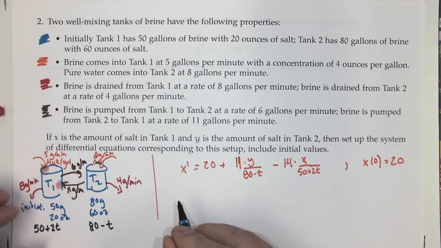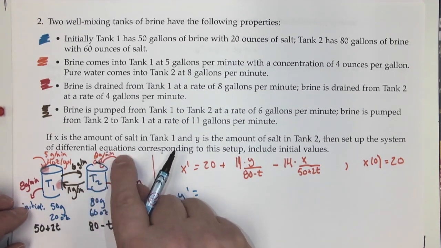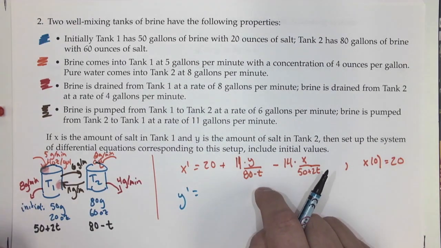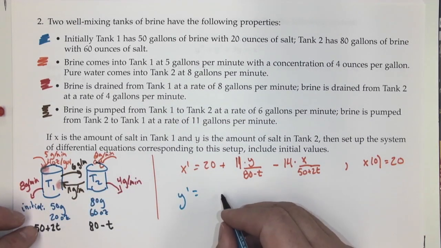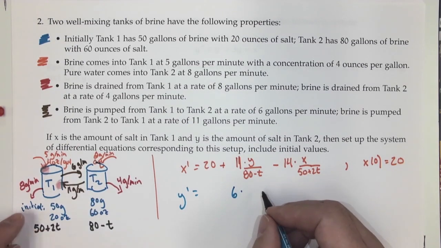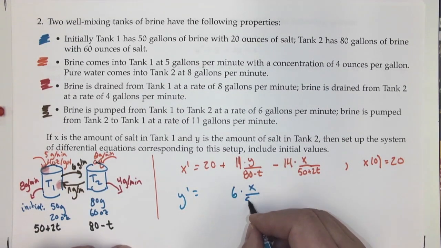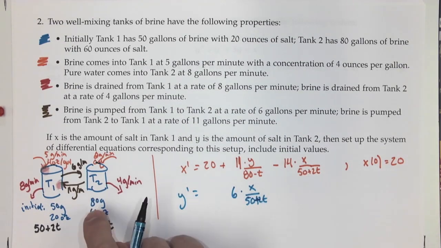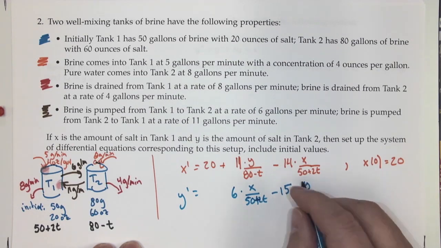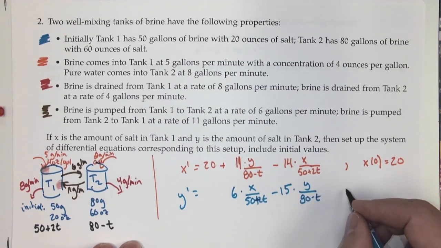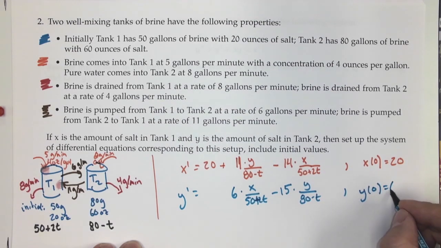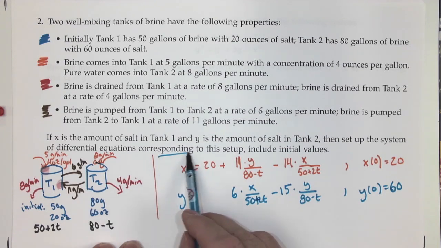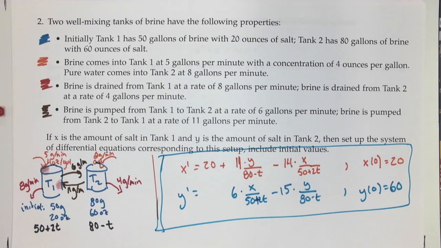And then we do the same thing for the other tank, which is y. How much salt is coming in from our pure water? 0, because it's pure water. We also have salt coming from tank one. The rate of flow is 6 gallons per minute, and we have the same concentration of x over 50 plus 2t. How much leaves? 15 gallons. And then we have our concentration, y over 80 minus t. What's our initial amount of salt? 60 ounces of salt. And here, we're done. It's setting things up. A surprising amount of the problems in differential equations that involve things like brine and mixing are about setting things up. All right.